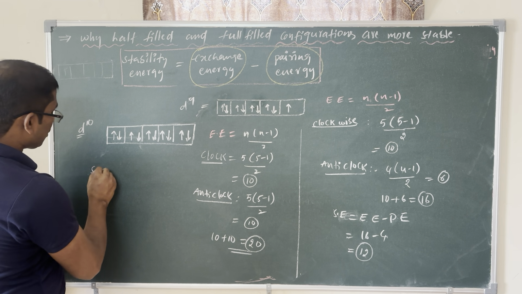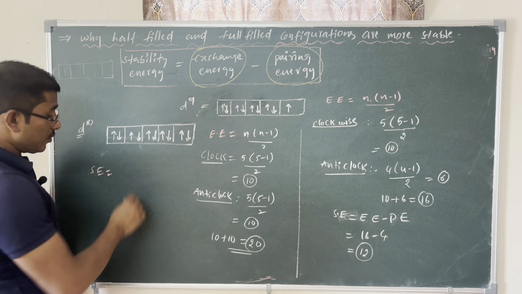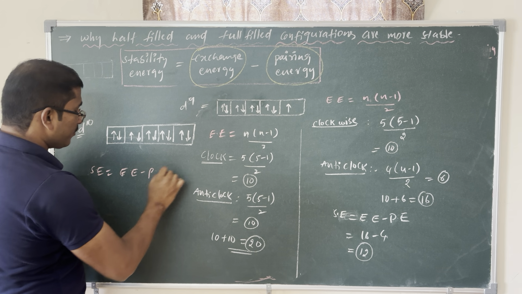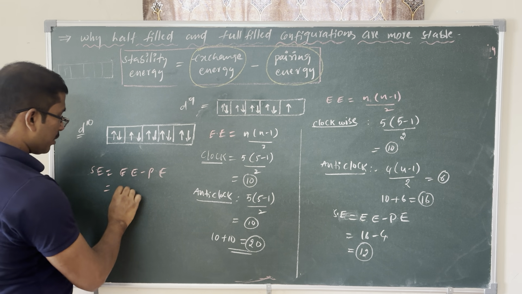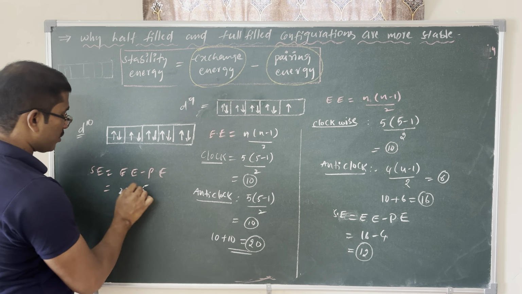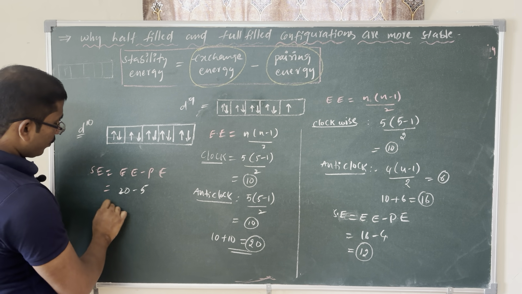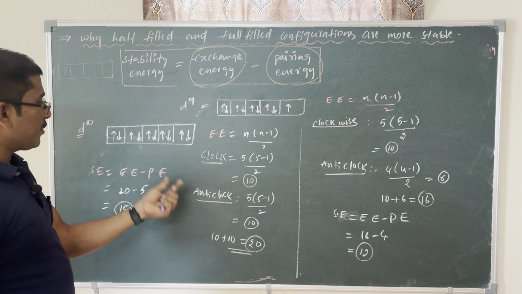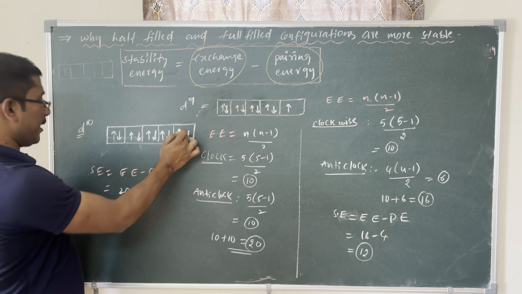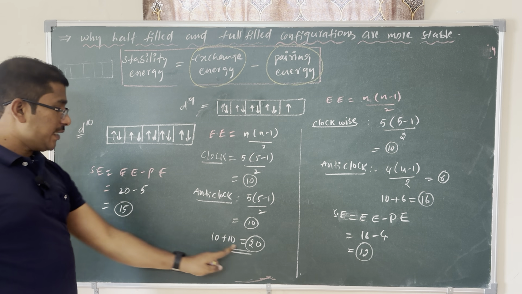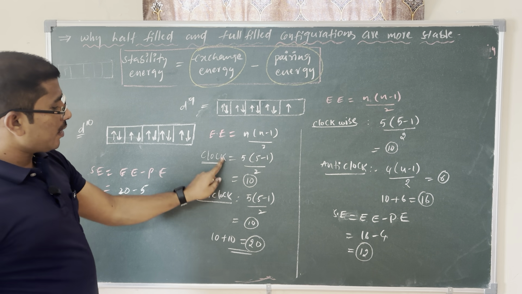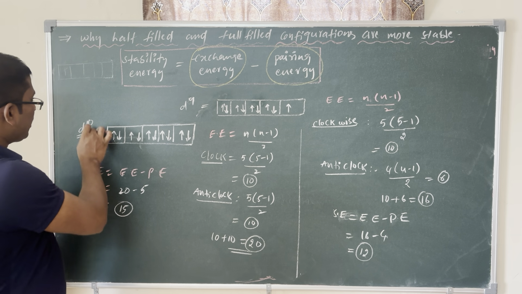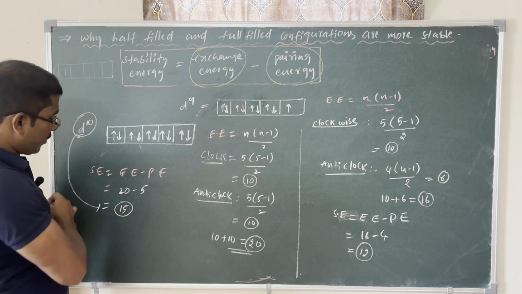Stability energy is equal to exchange energy minus pairing energy. Exchange energy is 20, minus pairing energy 5. 20 minus 5 is equal to 15. Total 5 pairs are there, so pairing energy is 5. The exchange energy we calculated is 20, 10 clockwise and 10 anti-clockwise. With the D10 configuration, the stability energy is 15.